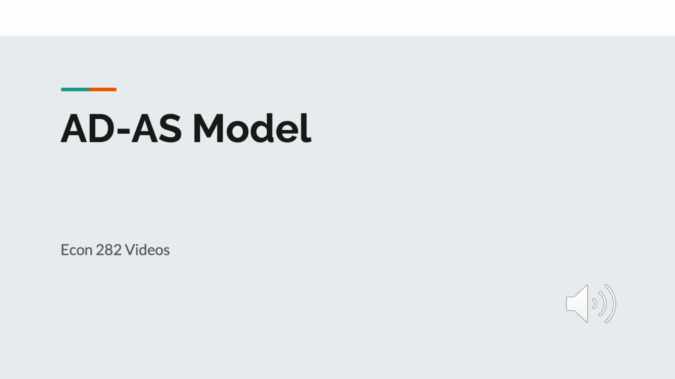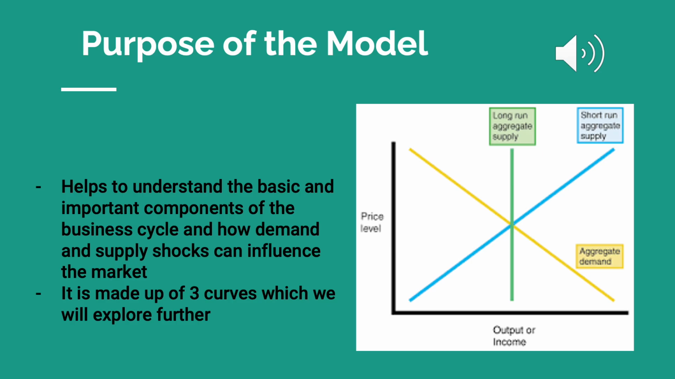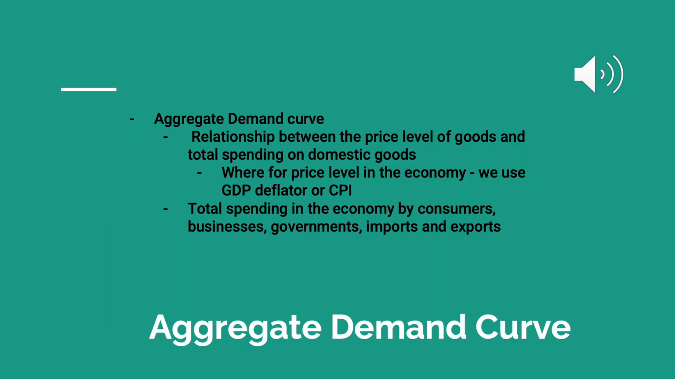Hello, so today I will be discussing the aggregate demand and aggregate supply model. The model itself is pretty simplistic, however it gives us a basic understanding of the business cycle and how demand and supply shocks can influence the market. It's made up of three curves which we will further discuss.